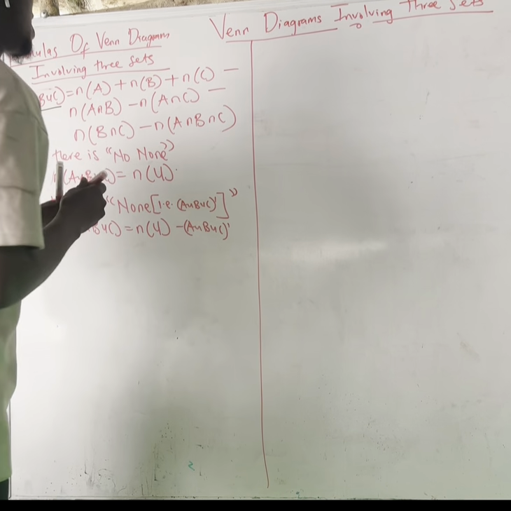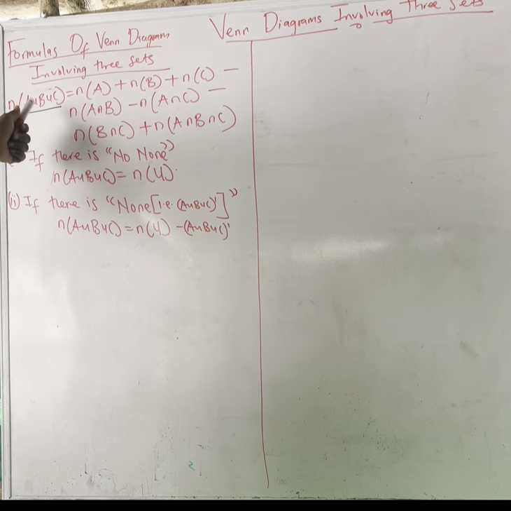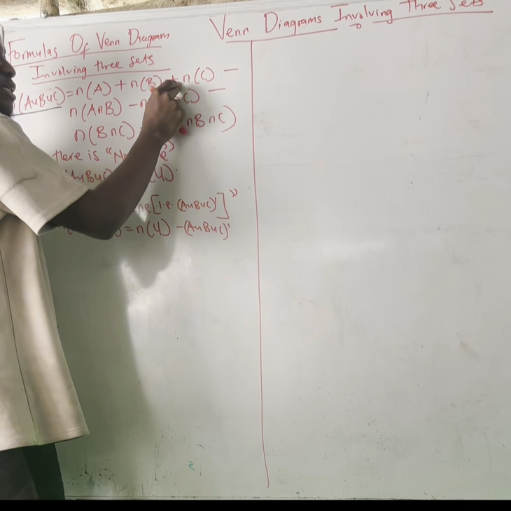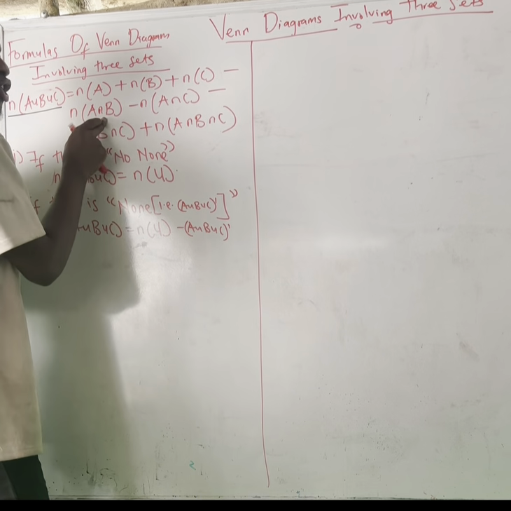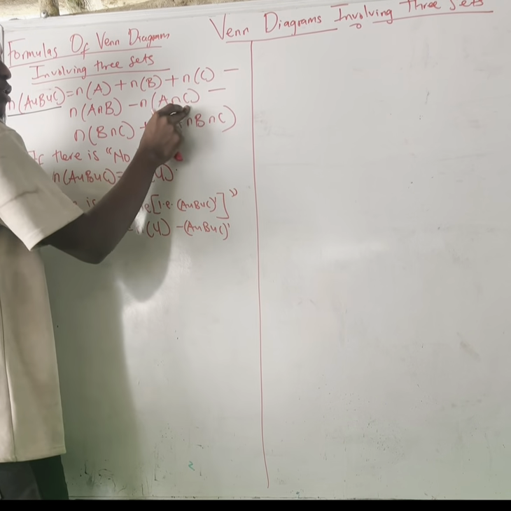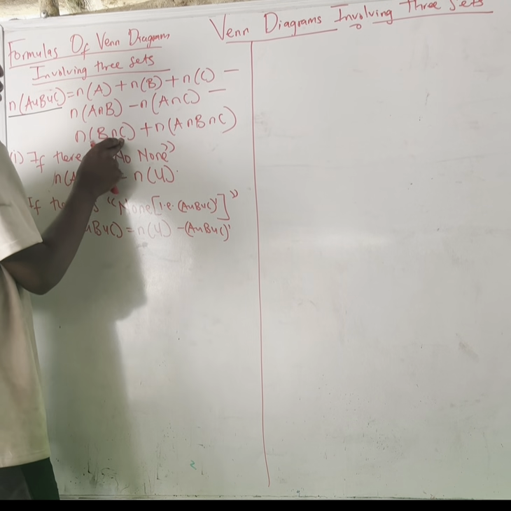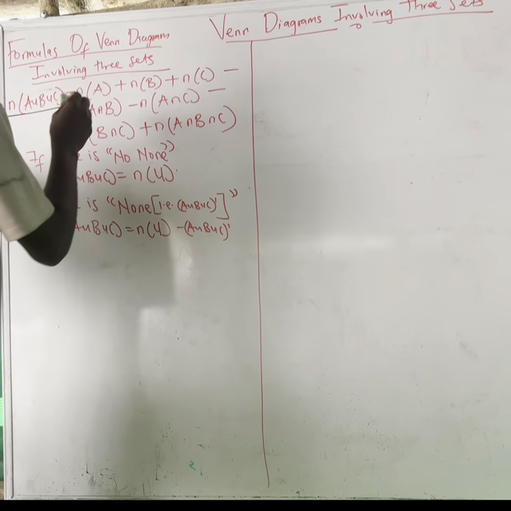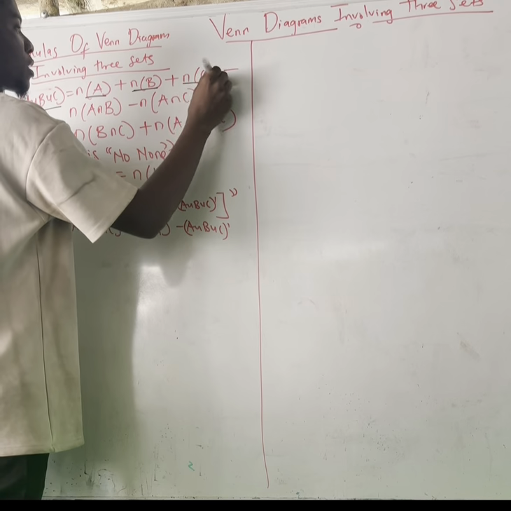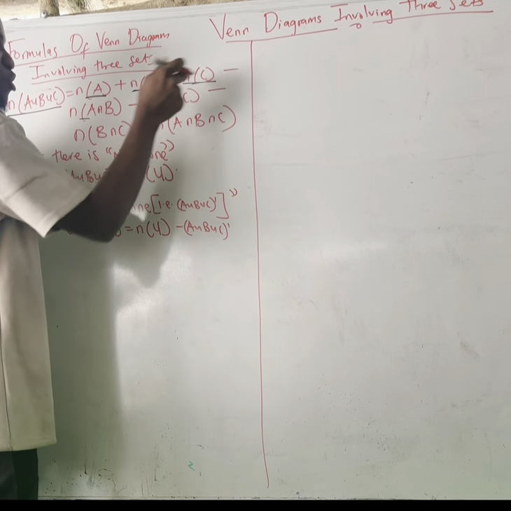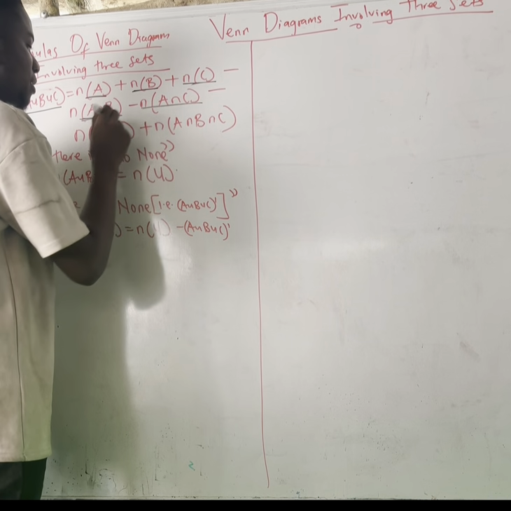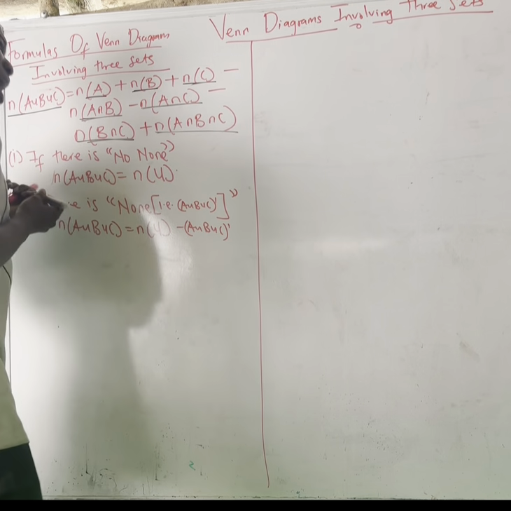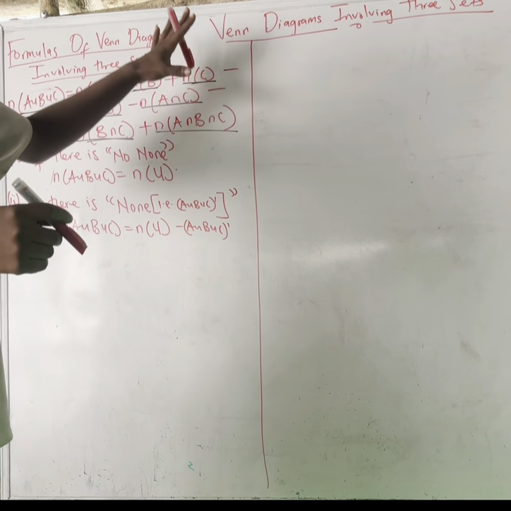So guys, the formula for Venn diagrams involving three sets is that n of A union B union C is equal to n(A) plus n(B) plus n(C) minus n(A intersection B) minus n(A intersection C) minus n(B intersection C) plus n(A intersection B intersection C). You see that we first add single elements together before we subtract double elements. After we add, we subtract. After subtraction, we add again. You have to know the general formula offhand.